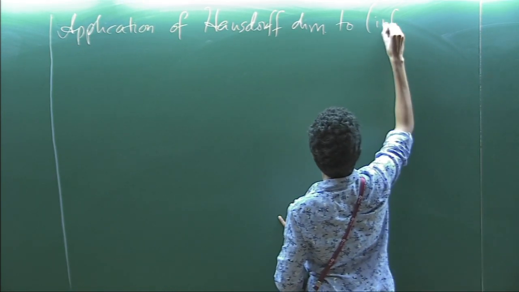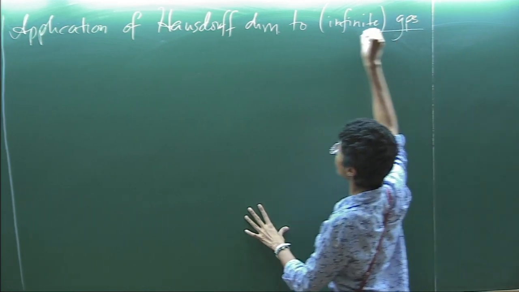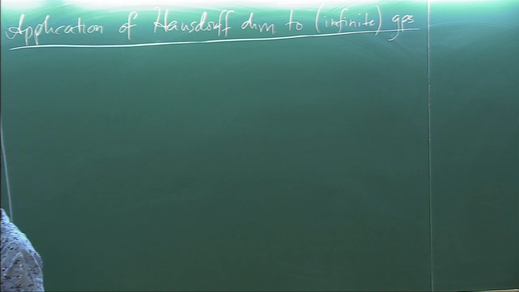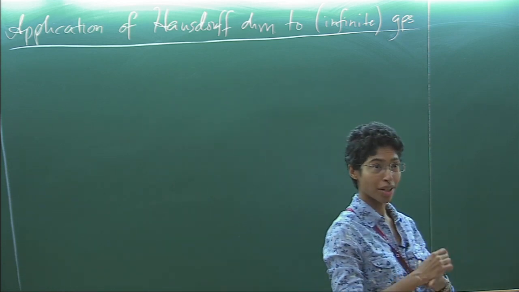So I'll put infinite groups in brackets. But actually, at the moment, we don't have an application of Hausdorff dimension to all infinite groups, just profinite groups, and I'll be talking about pro-p groups. There are two hurdles to go from fractals and subsets in real space to groups.